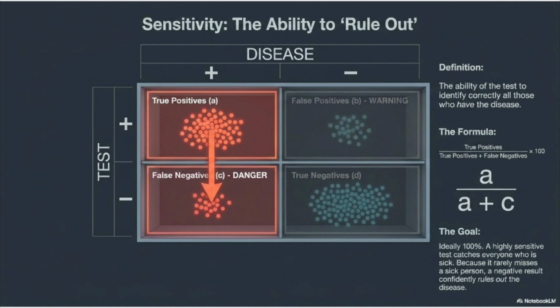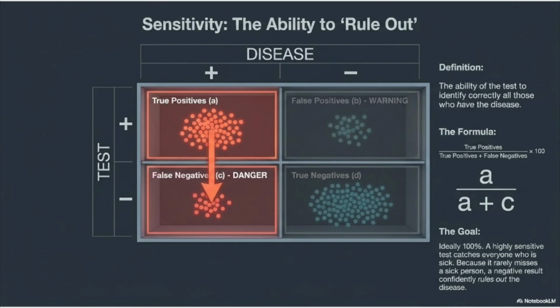Sensitivity answers the question: among all people who actually have the disease, how many are correctly identified as positive by the screening test? In other words, sensitivity measures the ability of a test to detect disease. A highly sensitive test rarely misses patients. Therefore, it has very few false negative results.